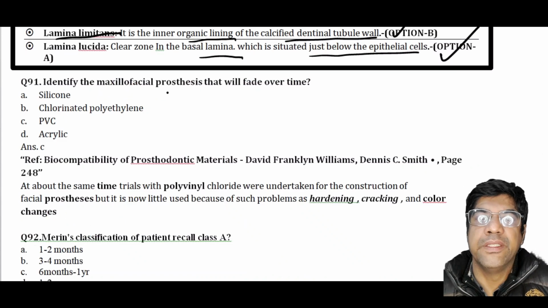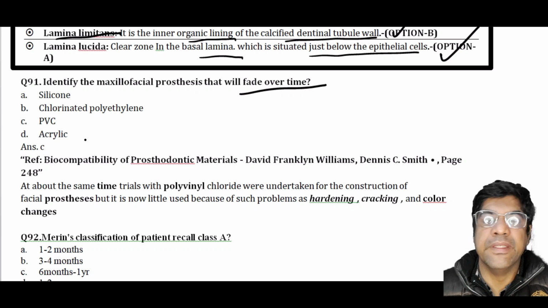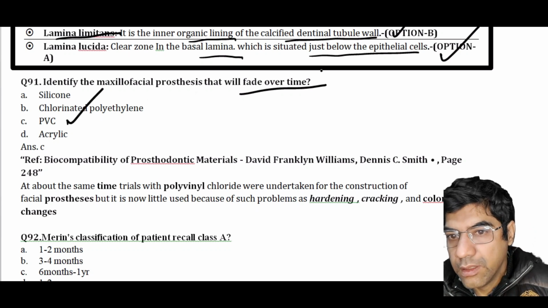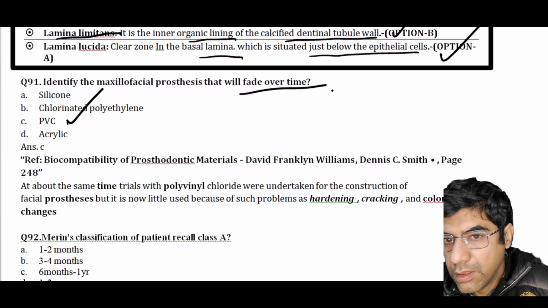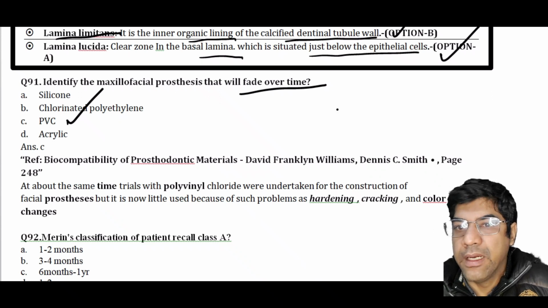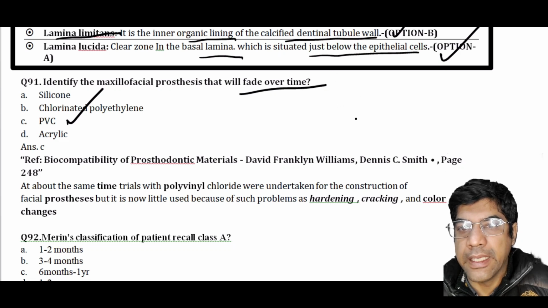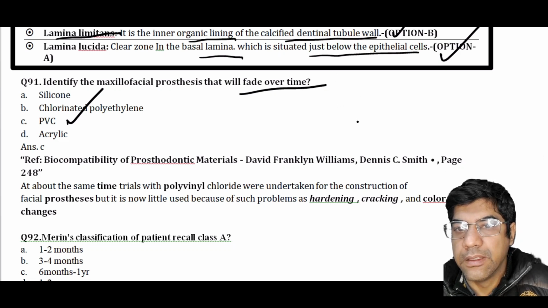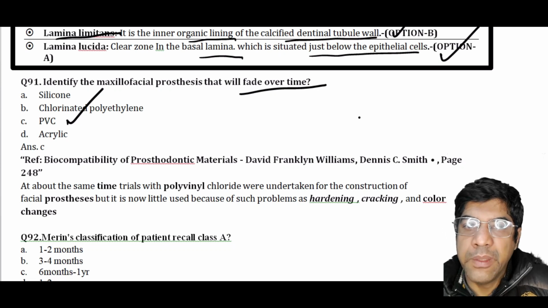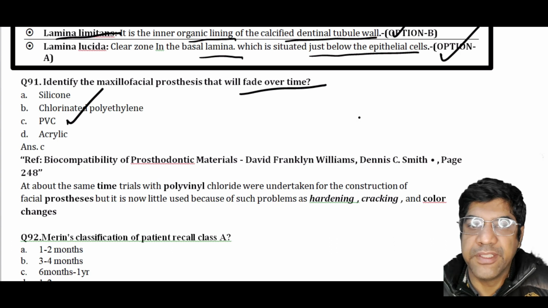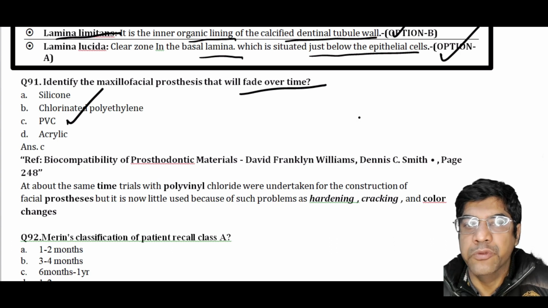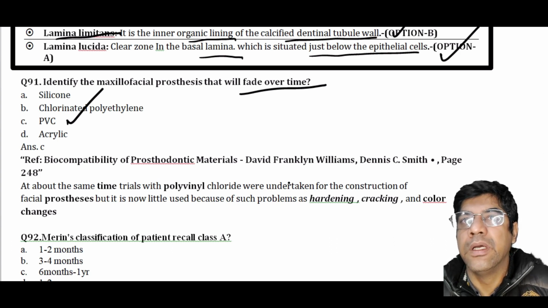Identify the maxillofacial prosthesis that would fade over time. The answer is PVC. So remember, polyvinyl chloride is a type of plastic that can undergo change over time, leading to issues like hardening, cracking, and color change. It has been used in the past for construction of facial prostheses, but now it is little used due to the above mentioned problems.